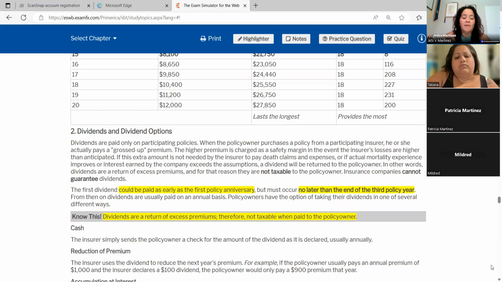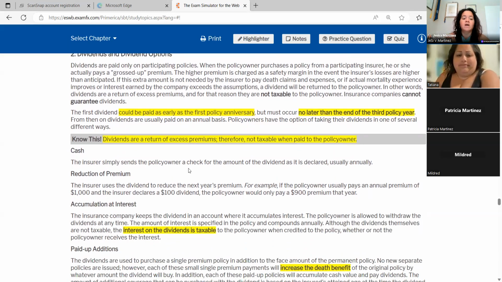The first dividend will be paid as early as the first policy anniversary, but must occur no later than the end of the third policy year. From then on, dividends are usually paid on an annual basis. Policy owners have the option of taking their dividends in one of several different ways. So know this, dividends are a return of excess premiums, therefore not taxable when paid to the policy owner.